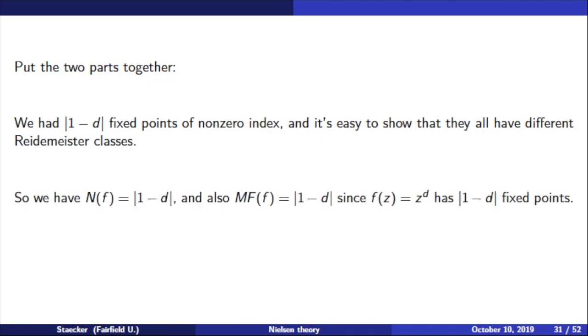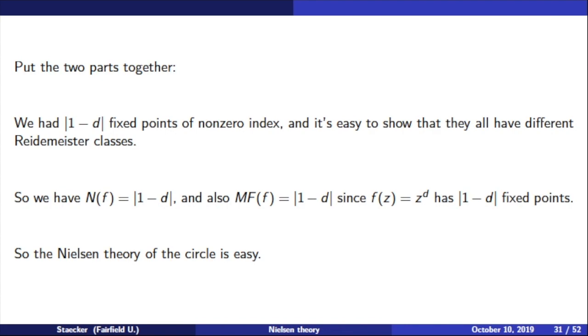So that means this number, the absolute value of 1 minus D, is equal to the Nielsen number, because each of these represents a fixed point class which has index either plus 1 or minus 1, not 0. All right, so the Nielsen number is the absolute value of 1 minus D. In this example, also, the minimum number of fixed points must be 1 minus D because we had one specific map which actually had that many fixed points. And it can't be less because the Nielsen number is a lower bound. All right, so the Nielsen theory of the circle is pretty easy.